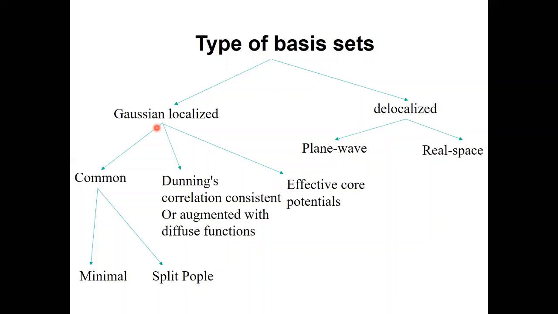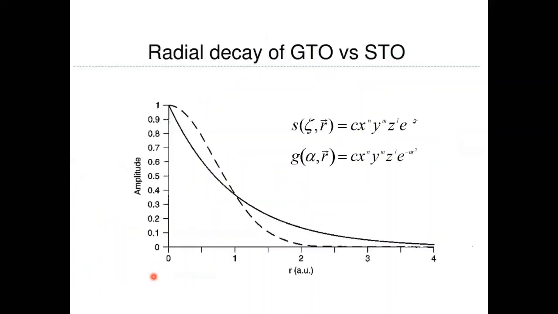There are actually many types. The common types that we usually use are the Dunning correlation consistent, sometimes augmented with diffuse functions, and the effective core potential. The common type which you usually find is divided into the minimal and split valence or Pople type. So let's go into further details. What's the meaning of this?